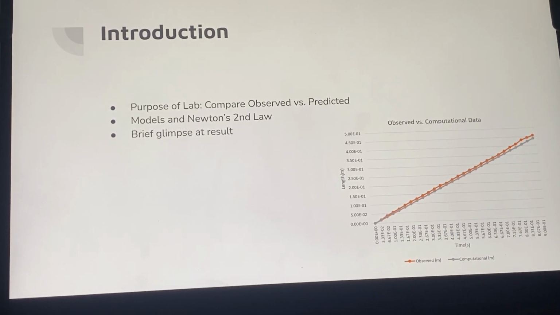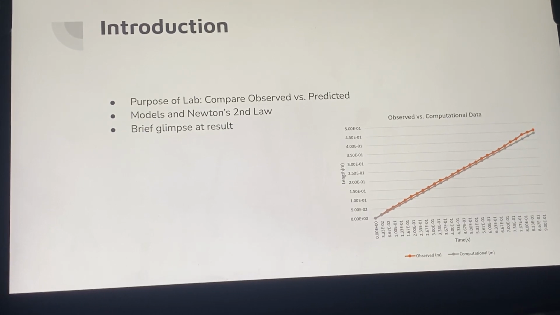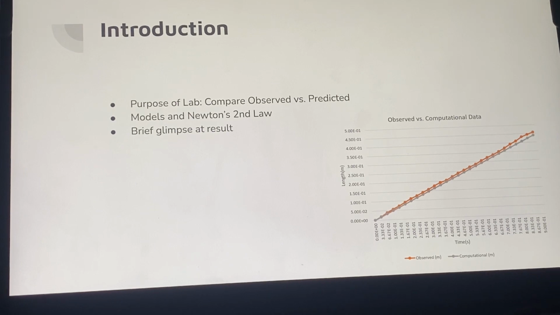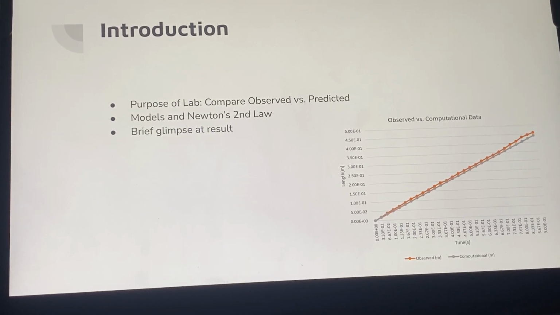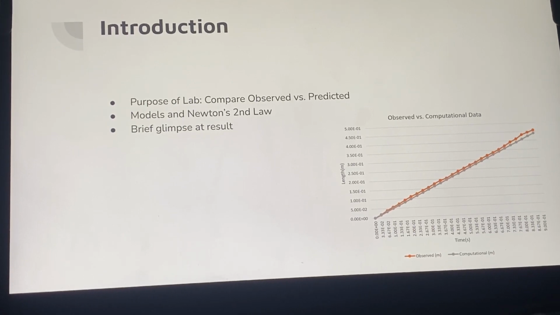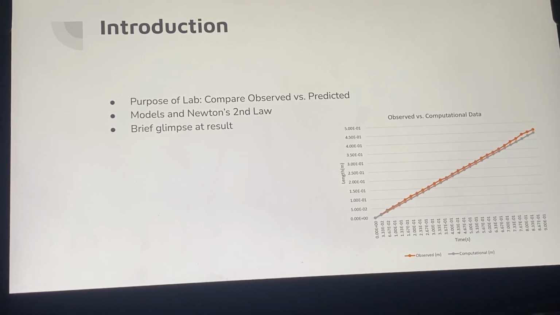The models in Newton's second law. So there were two models. We used two models, an observed model and a predicted model. The observed model we used was by videoing the object moving and using a video analysis program called Tracker to track its distance and the time to calculate its constant velocity and give data points, and that's given in the orange line to the right.